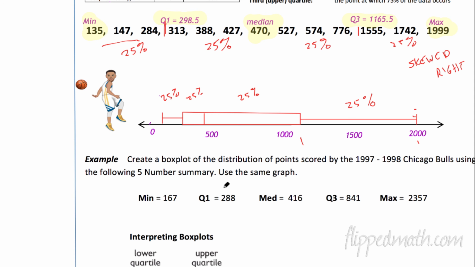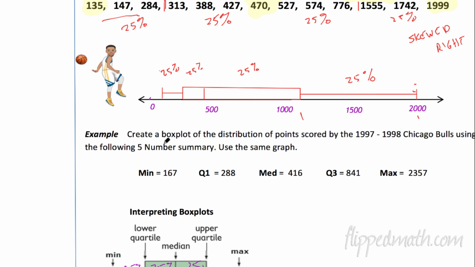All right, so our next example, we're going to create a box plot using the 5-number summary. I already figured it out for you for the Chicago Bulls. All right, so here's where I want you to put that. This is a pause the video time. You're going to try it all by yourself.